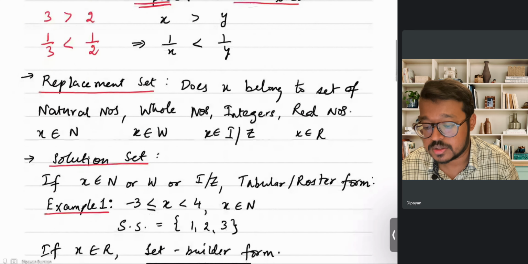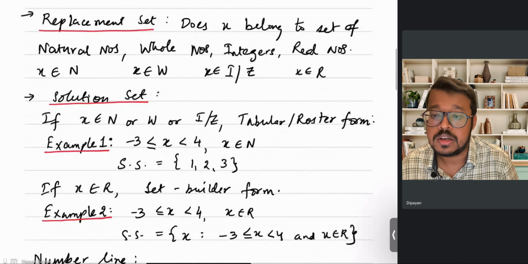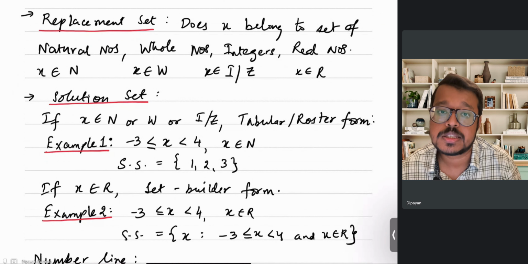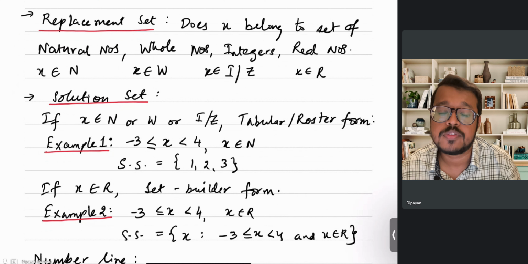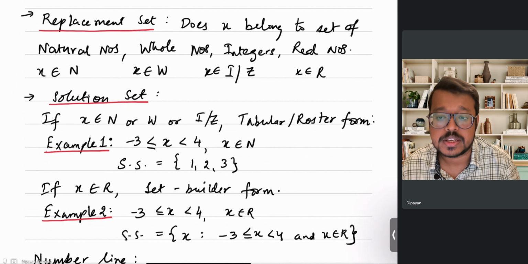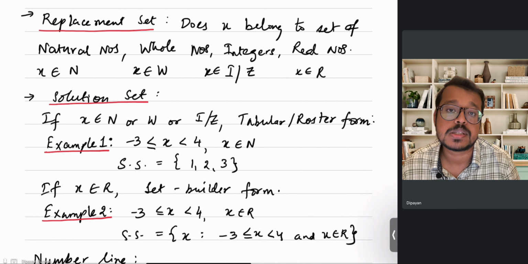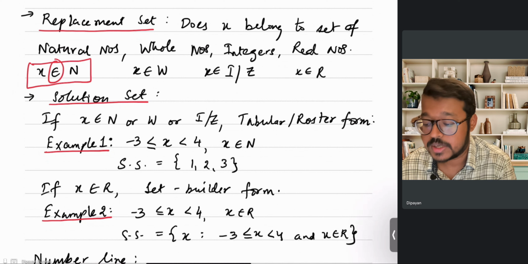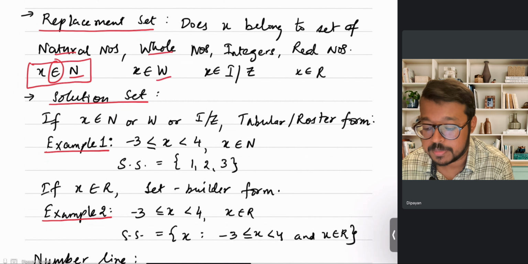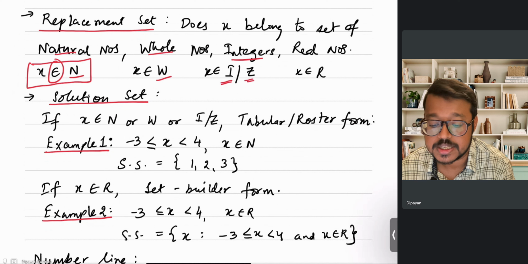Now suppose after solving an inequation, we will need to look at two things. One is the replacement set and another is the solution set. So replacement set will tell us that the variable x will belong to set of which numbers. So suppose if I say x is greater than minus 3, now x, does it belong to a set of natural numbers, whole numbers, integers or real numbers? That will matter to us. So you will find that it is written with this notation. Suppose x and this is belong to. So natural numbers will be capital N, whole numbers capital W, integers can be I or Z, real numbers will be capital R.